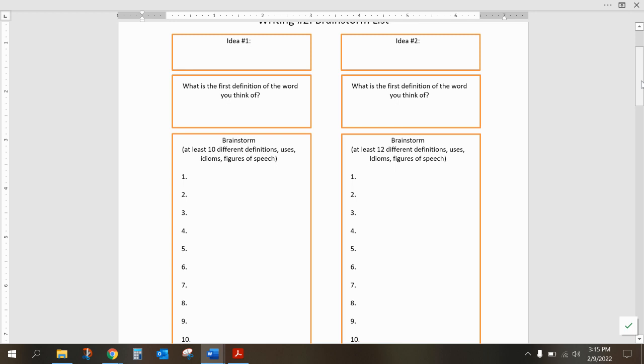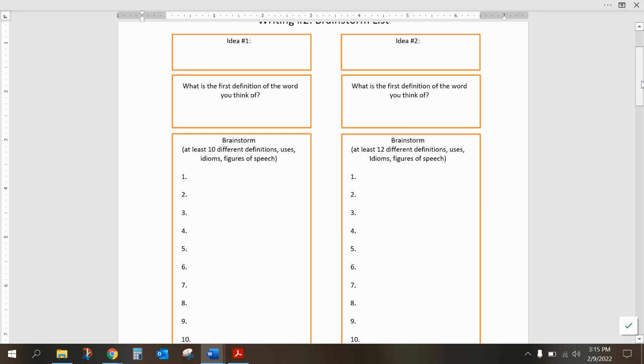So, the first thing we do is we think of the very first definition of the word that you can think of. And then, can you brainstorm? Can you come up with at least 10 to 12 ways of using that word? Because if you can, that's a great word to use. If you can't think of at least 10 or 12 ways of using that word, then it's not a good word at all.